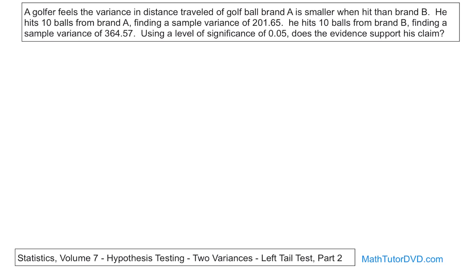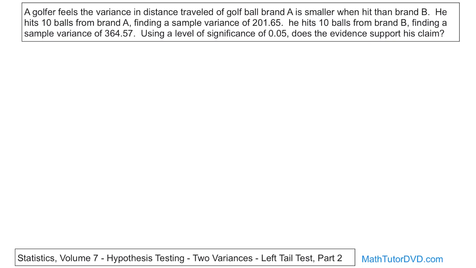To test this out for the whole population, he samples and swings at 10 golf balls from brand A, and he finds the sample variance is 201.65. He then hits 10 different balls from brand B, and he finds the sample variance to be 364.57. He's going to use a 0.05 level of significance, which corresponds, you should know by now, to a 95% level of confidence. He's trying to figure out, does the evidence support his claim?